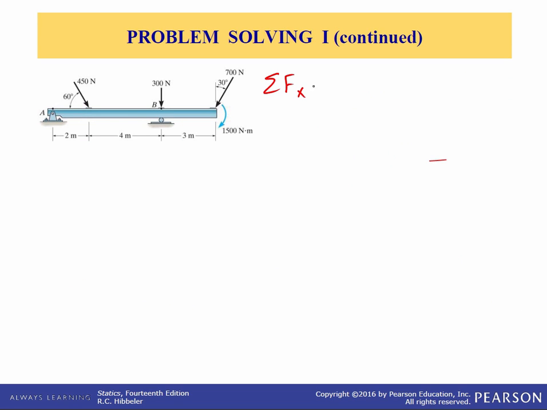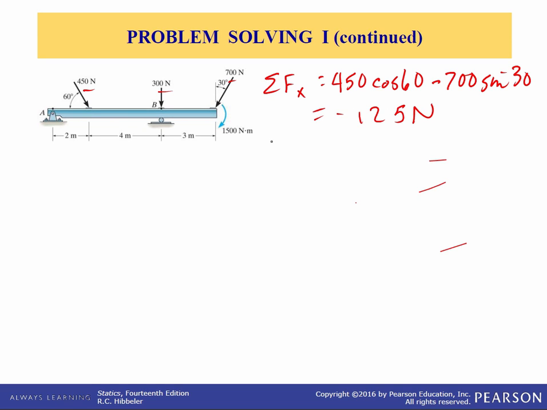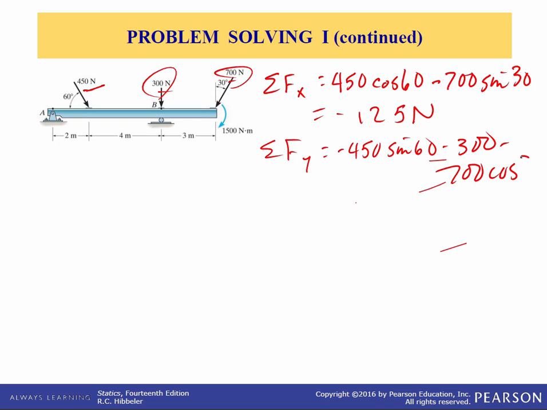So the sum of forces in the x direction is equal to, this one is 450 times cosine of 60, and it's positive. The 300 Newton doesn't contribute. The 700 Newton is going in the minus x direction, so 700 times sine of 30. And that equals minus 125 newtons. The sum of forces in the y direction: in this case it's negative 450 times the sine of 60, minus 300, and minus 700 times cosine of 30. And when you do all that, it comes out to be minus 1296 newtons.